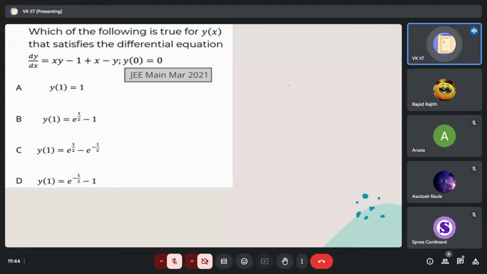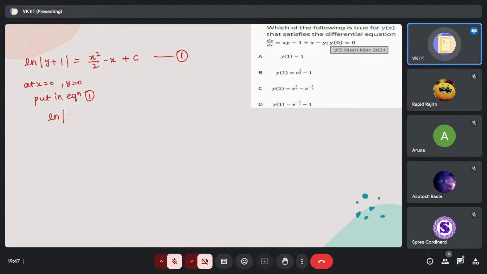So let's go to the next page. We have got ln of mod y plus 1 is equal to x square by 2 minus x plus c. Let's say this is equation 1. At x is equal to 0, y is equal to 0, put in equation 1. So ln of mod 0 plus 1 is equal to 0 minus 0 plus c. You can see ln of 1 is 0, so totally you will get c value as 0.